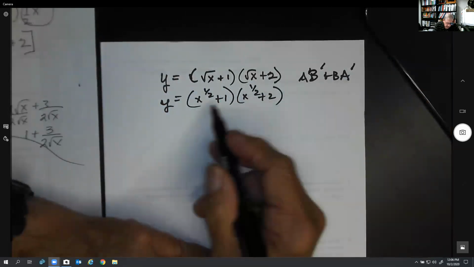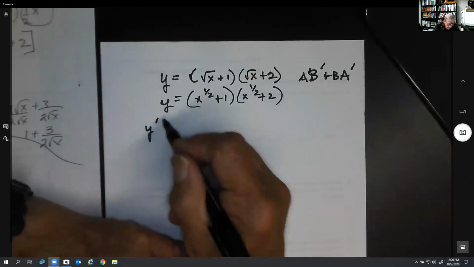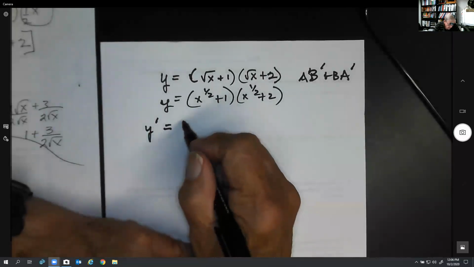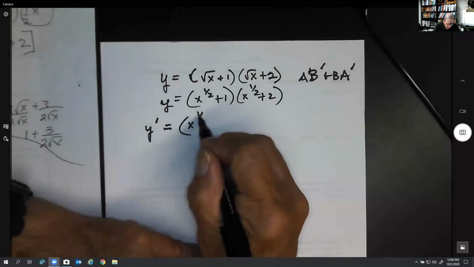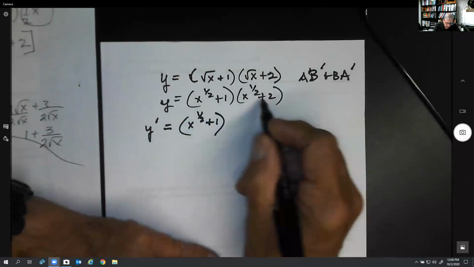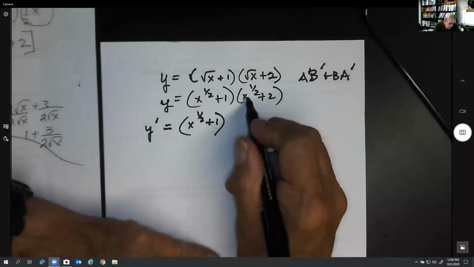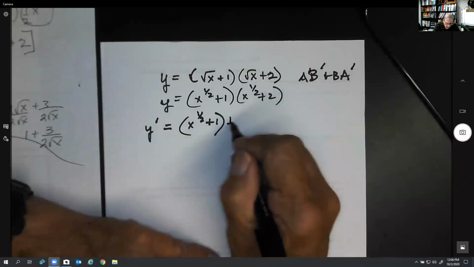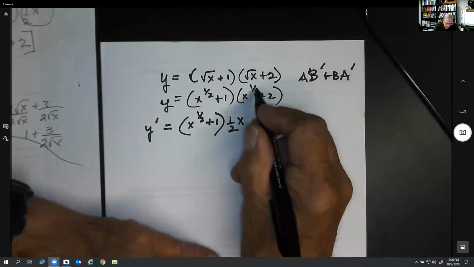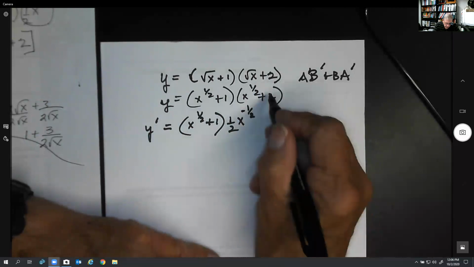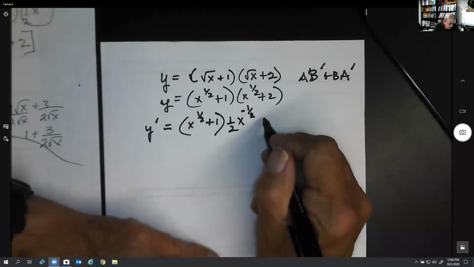So you went ahead and what you did was good. You started doing the ABBA: x to the 1/2 plus 1 times the derivative of b, which is 1/2 x to the minus 1, would be negative 1/2, right? Plus the derivative of 2 is 0. Okay?